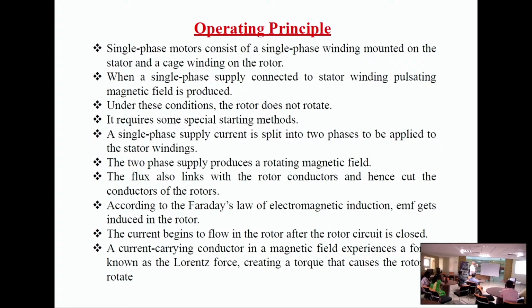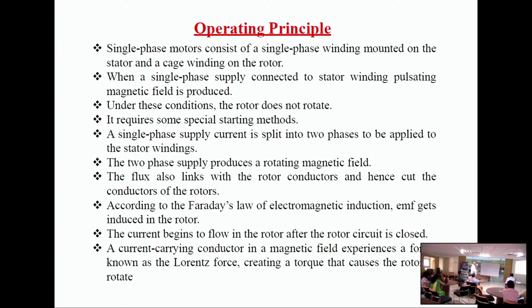The only problem here is that a single phase supply cannot produce a rotating magnetic field. Once the rotating magnetic field is produced, then similar to our induction motor, the rotor will start to rotate. So a single phase supply cannot do it; we will see what the other methods are. But a two phase supply can produce a rotating magnetic field. We will see the derivation. Then the same rotor principle.